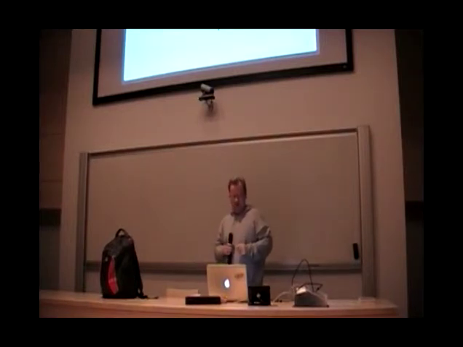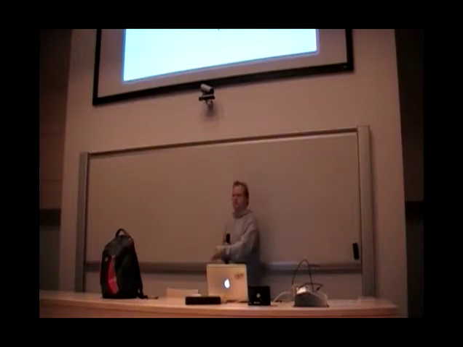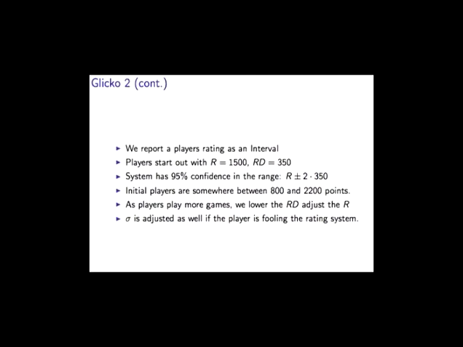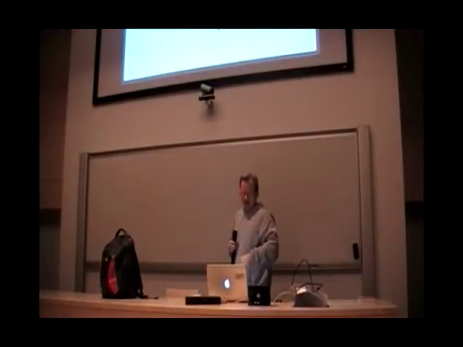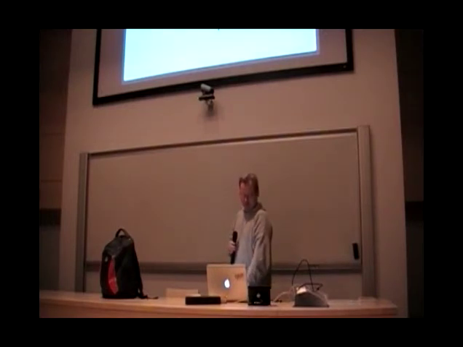So I said most of this. We have a player, and we report him as an interval, not his rating, but an interval rounded based on the variance we have. We start players out at some very standard values, and we have a 95% confidence rating in the range. That range means that a new player will have somewhere between 800 and 2200 points, but we do not know where. Then as he plays games, we should hopefully see that his rating gets adjusted to the right value, and the variance of that player will go down because he's playing games. That's the essential idea. And if he is fooling the system, we'll increase the sigma value a bit, meaning that in the next rating he'll be moved further than he would normally be moved. This is the basic idea of this Glicko system made by Glickman.